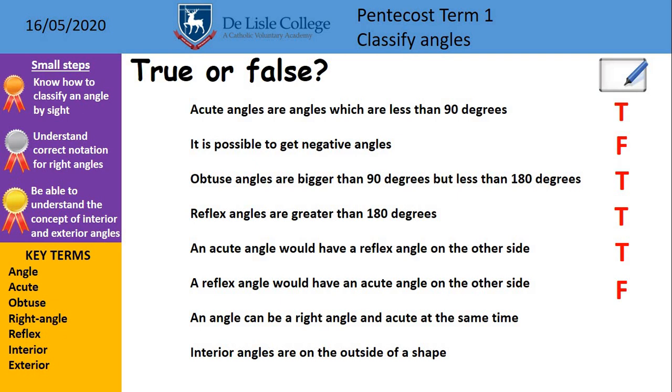Okay. An angle can be a right angle and acute at the same time. No, it can't. A right angle is exactly 90 degrees, and an acute angle must be less than 90 degrees. It could be 89.9 degrees and be an acute angle. As soon as it hits 90, it becomes a right angle. Okay. Interior angles are on the outside of a shape. Hopefully you know that one straight away. That is false. Exterior, outside. Interior, inside.